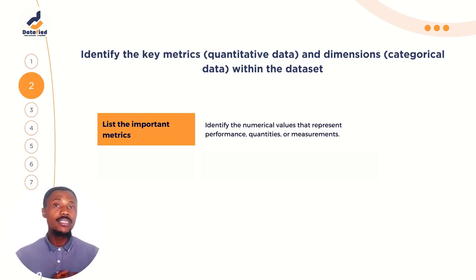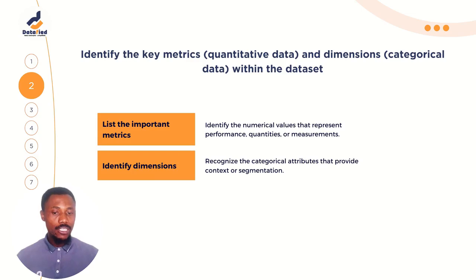You would have to list the important metrics. Okay, begin by listing the important metrics. Here you identify the numerical values that represent performance, quantities, or measurements. Then next, you identify the dimensions. Here you have to recognize the categorical attributes that provide context or segmentation.